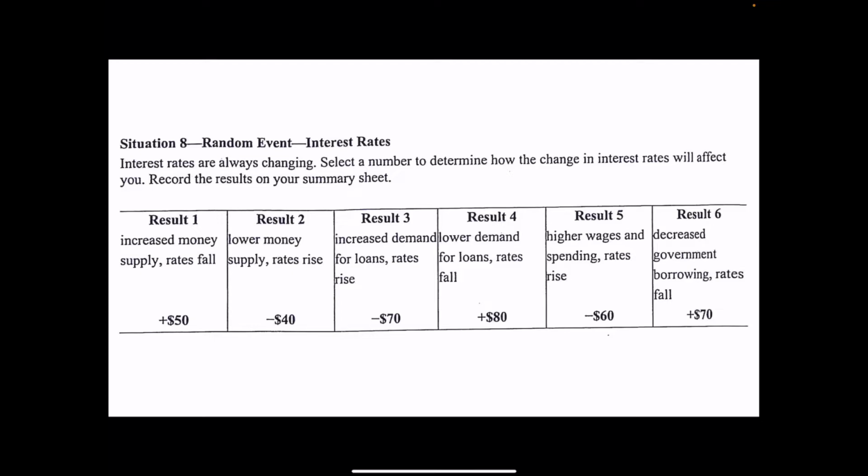Situation 8, random event, interest rates. And again, this is where I'll pull out another card. Interest rates are always changing. Select a number to determine how the change in interest will affect you. When I reach into the little bag and pull out a card, I forgot to put it on here, but it is result number 5. Higher wages and spending rates, minus $60. So in situation 8, you need to put $60, and result 5.